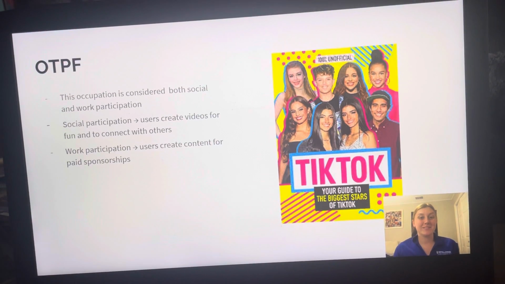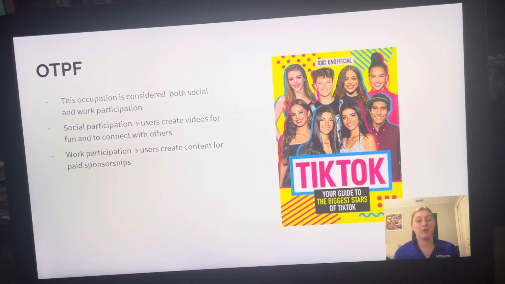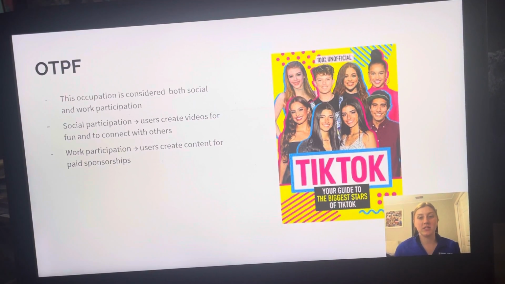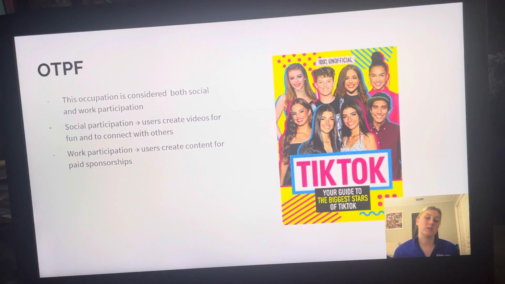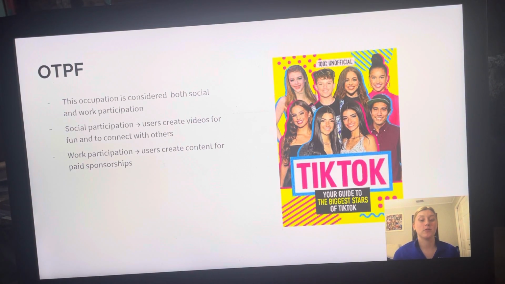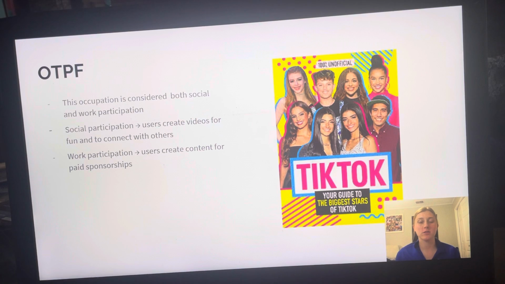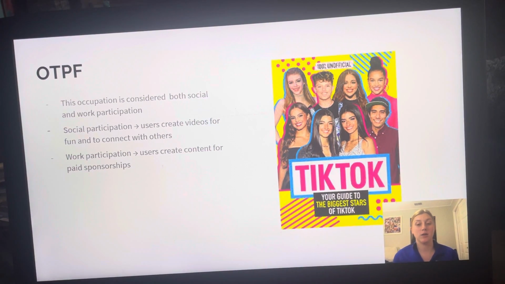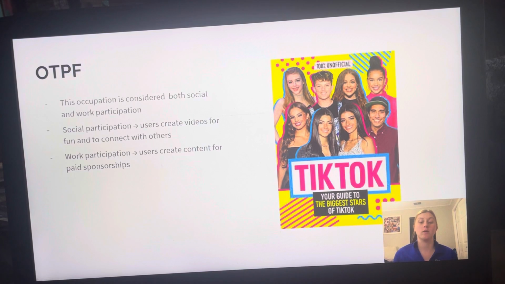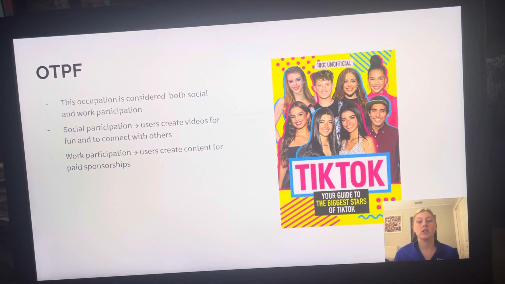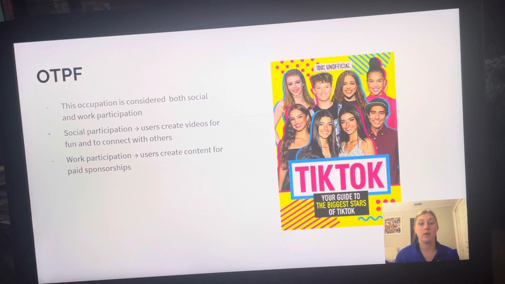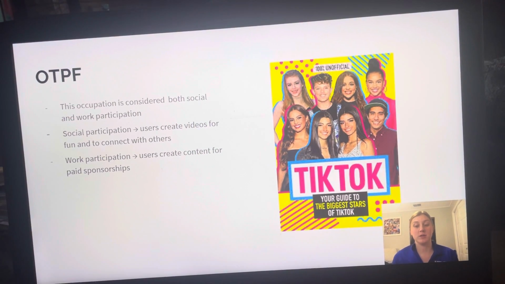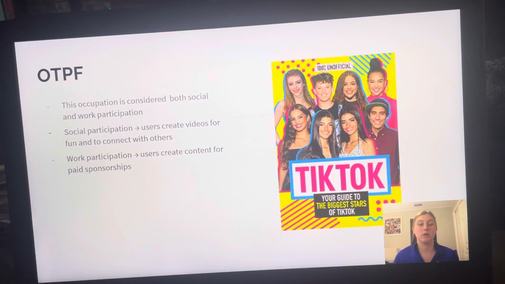TikTok dances could be considered both a social participation and a work participation occupation. Most creators on TikTok make videos for fun and to connect with others, so this would fall under the social participation end. But there are some users who are professional creators, so they get paid through sponsorships to create content for their app. This type of participation would be considered work participation.